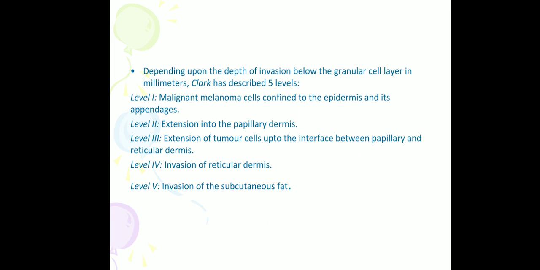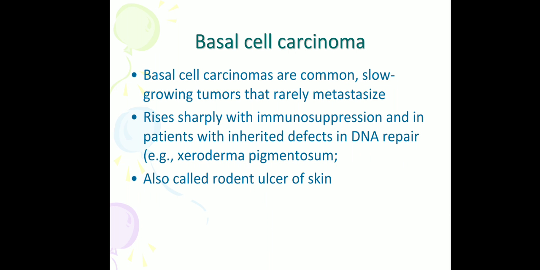Depending upon the depth of invasion below the granular layer in millimeters, Clark has described 5 levels of spread of malignant melanoma. Level 1 is malignant melanoma cells confined to the epidermis and its appendages. Level 2 is extension into the papillary dermis. Level 3 is extension of the tumor cells to the interface between papillary and reticular dermis. Level 4 is invasion of the reticular dermis. Level 5 is invasion of subcutaneous fat. So this was all about malignant melanoma.